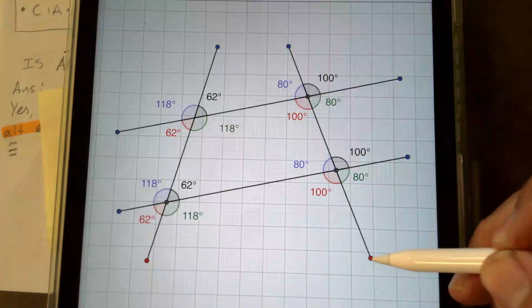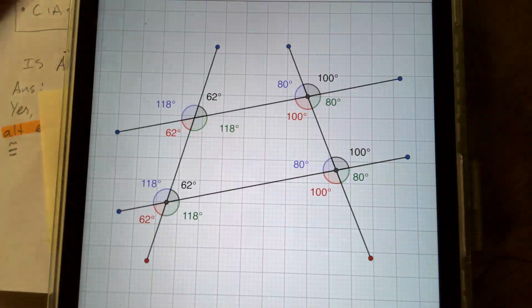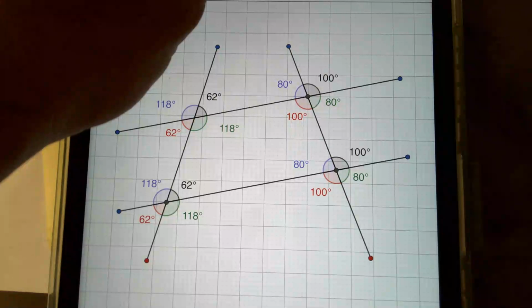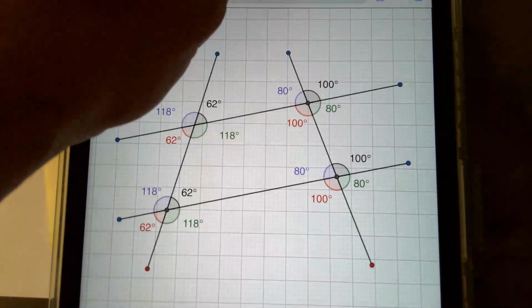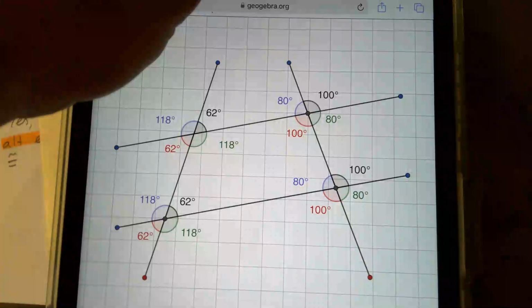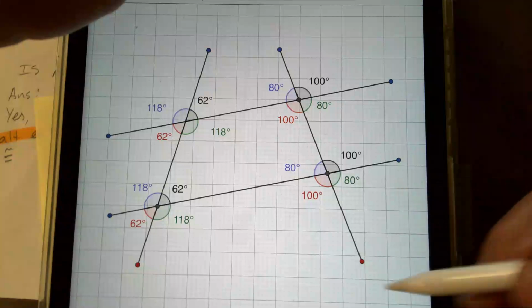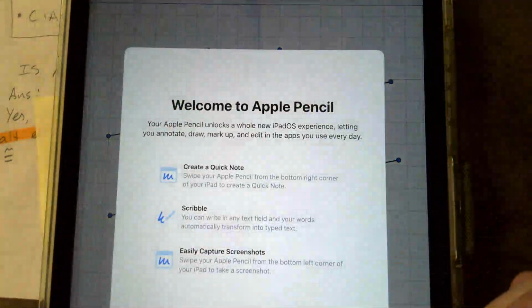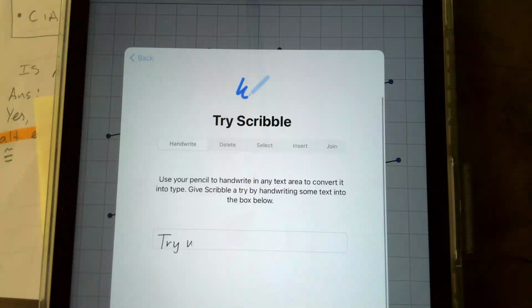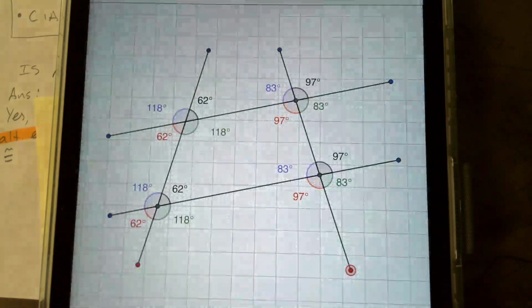Is the pen not working? Hold on. It's my pineapple pen. I don't know if you've ever seen that video. Apple pen. There we go. Yes, I'm going to continue using it.